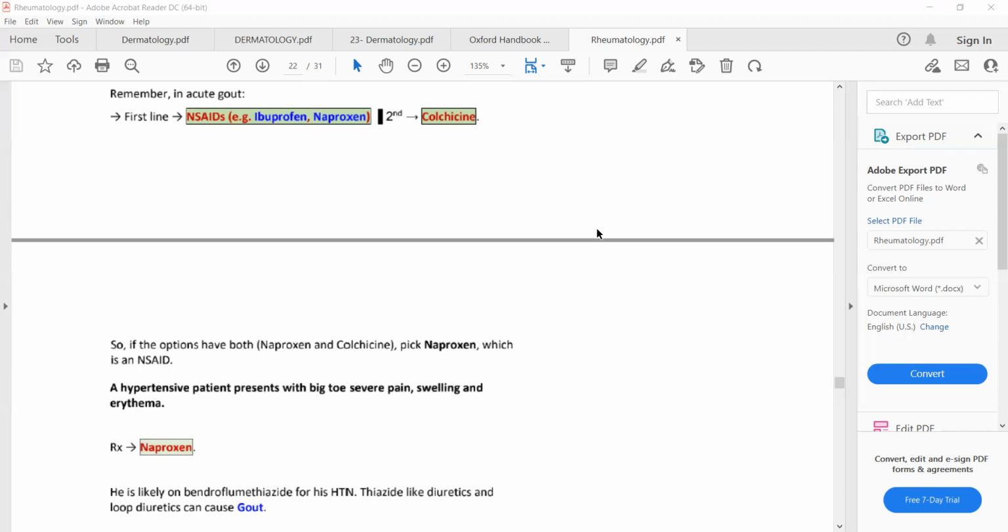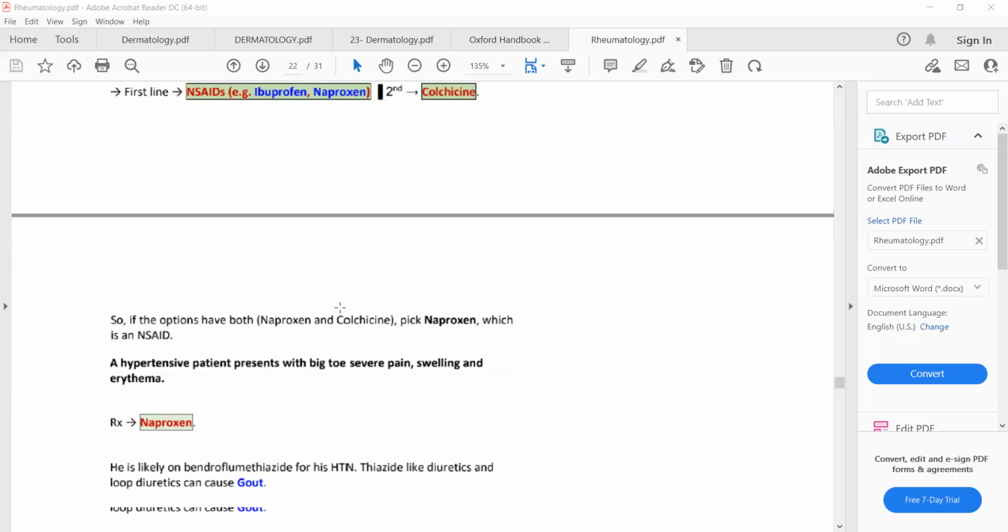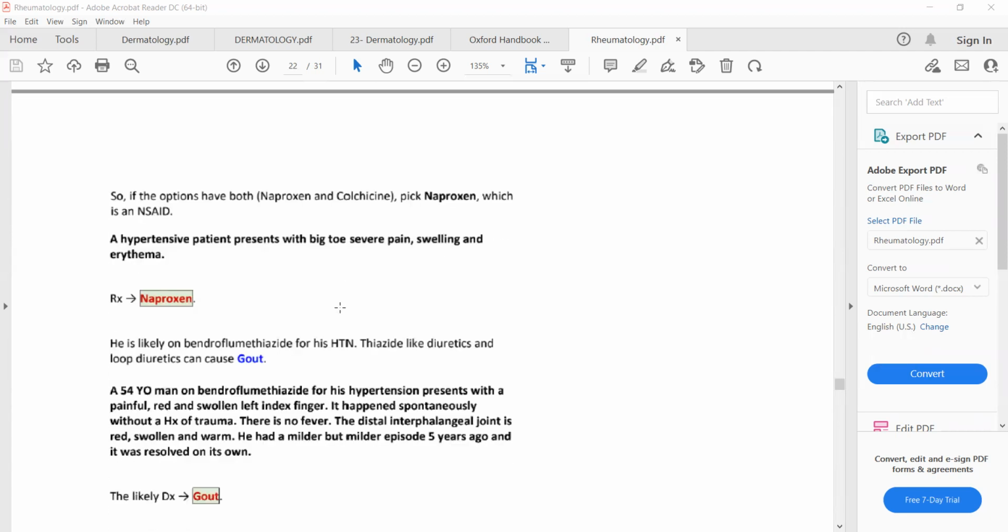So, for example, a question is given: a hypertensive patient presents with a big toe with severe pain, swelling, and erythema. Hypertension is a risk factor for gouty arthritis, and diabetes is a risk factor for septic arthritis, because this hypertensive patient may have been taking loop diuretics or thiazide diuretics for the management of hypertension.